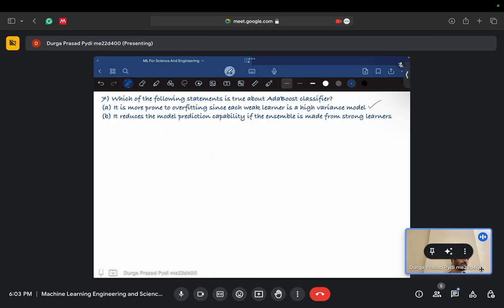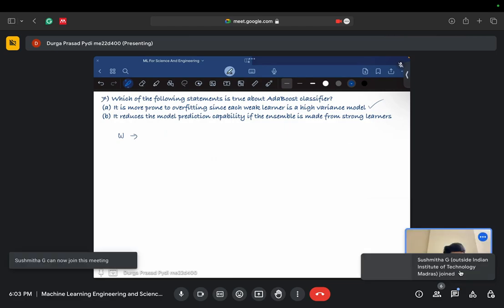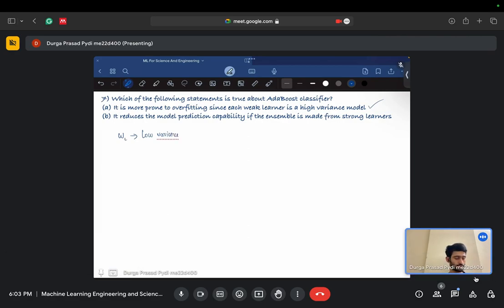This is the next point that requires attention. Here it says that it reduces the model prediction capability if the ensemble is made from strong learners. So basically, if the weak learners, say W, are low variance models, and I have combined all of those weak learners to make my strong learner, let's say E is an ensemble of these weak learners. Will the variance of this model be higher or lower than the original one?